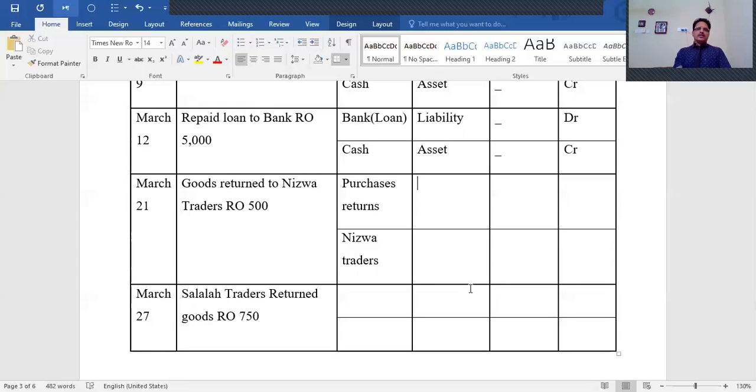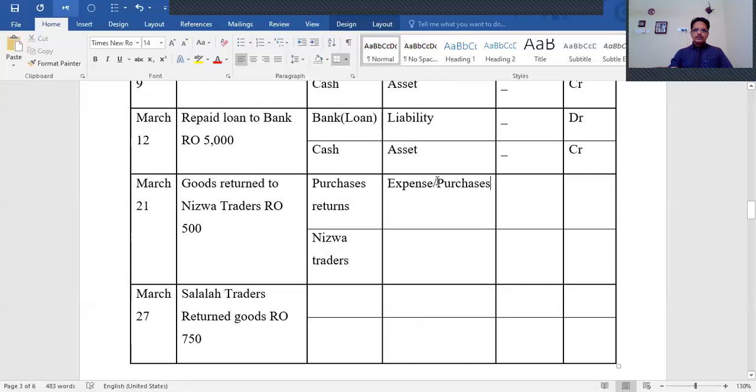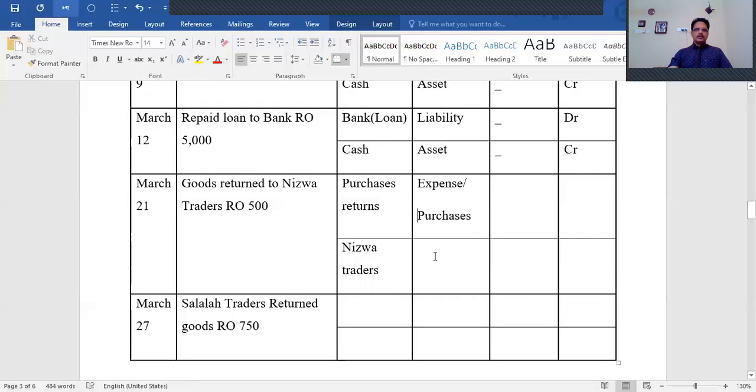Now purchase return, what is that? You have to understand, purchase return is a part of purchase. In Tally, we write purchase return under the group of purchase only. So purchase and purchase return both come under purchase. You can treat it as an expense, or as purchase. It is a part of purchases. So this is purchase returns. Now Nizwa traders, you know already, is accounts payable, which means it is a liability.